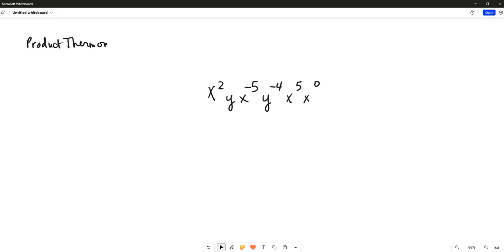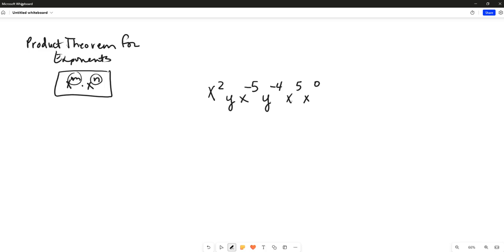It just says that if we have x to the m times x to the n, now you notice that these are different, right? That it's going to be x to the m plus n, which we just did.